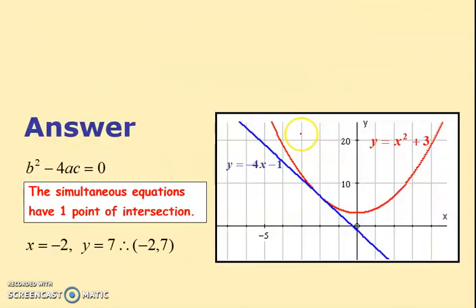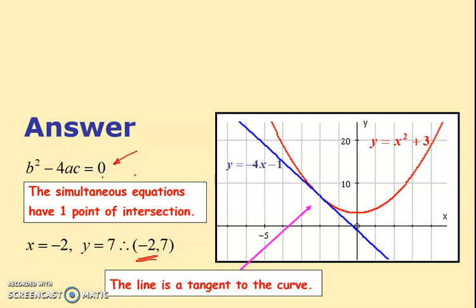So this is the actual graph. Minus 2, 7. It says there's only one point of solution, one point of intersection, and it's all because this discriminant is equal to 0. When there is only one solution in these situations, we call it a tangent. It just touches. So this is an important word. You see it when you do work with circles as well. This is a tangent, just clipping this curve.